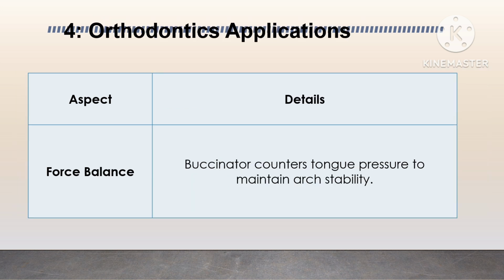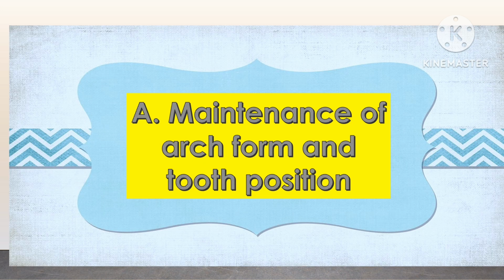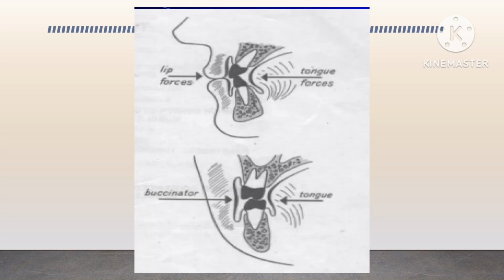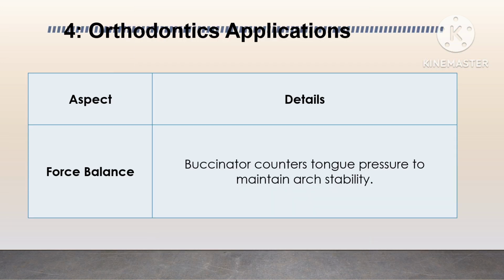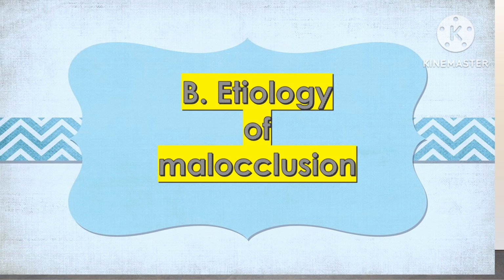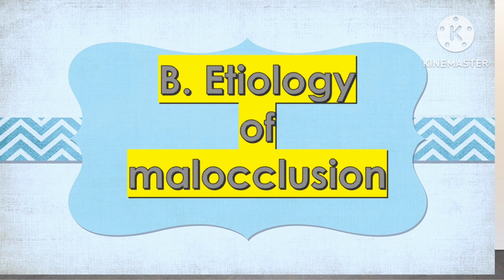The buccinator muscle, as we have already discussed, provides a muscular pressure against the teeth and helps to maintain the shape and the alignment of dental arches, which is crucial in orthodontics. The imbalance and dysfunction of the buccinator muscle can lead to misalignment or malocclusion. Buccinator can be a factor in overbite, underbite, or crossbite conditions. If its forces are unbalanced, orthodontic treatment might be necessary to realign the dental arches.